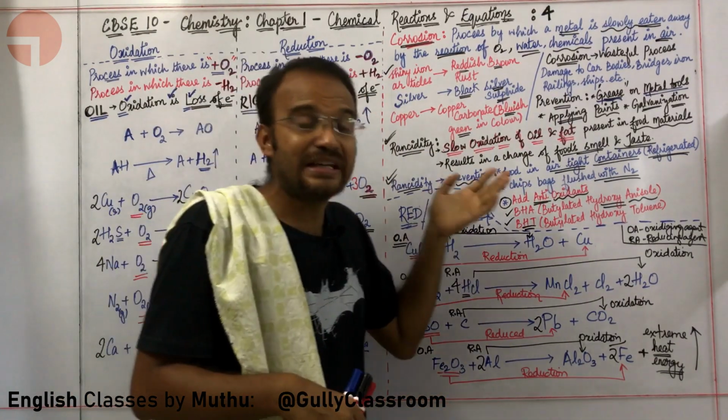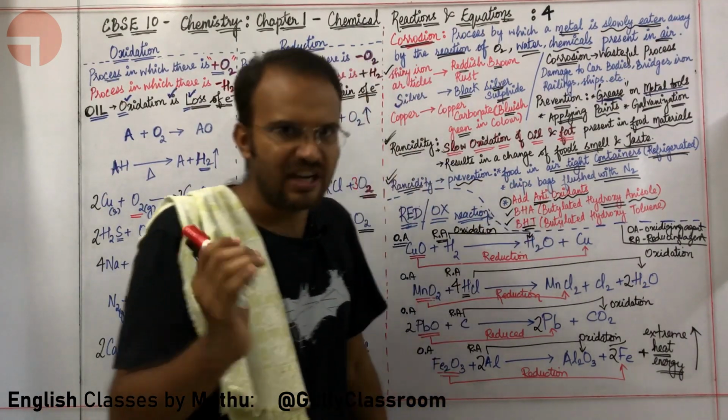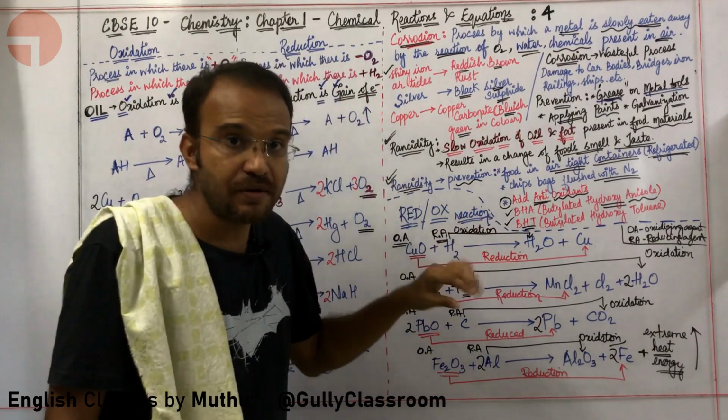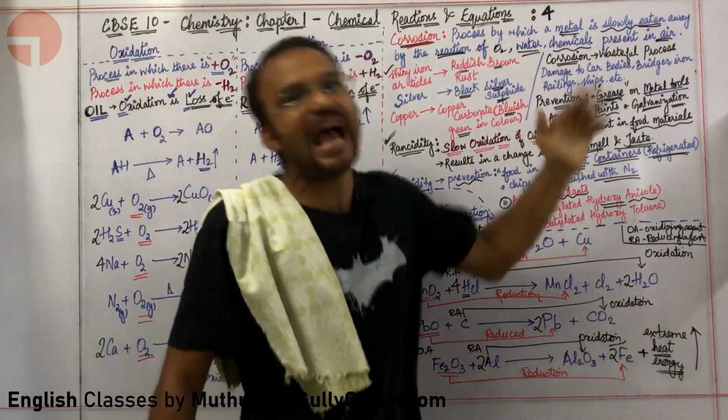BHA, butylated hydroxyanisole. BHT, butylated hydroxytoluene. Let me repeat, there are two good examples for antioxidants. BHA, butylated hydroxyanisole. BHT, butylated hydroxytoluene.